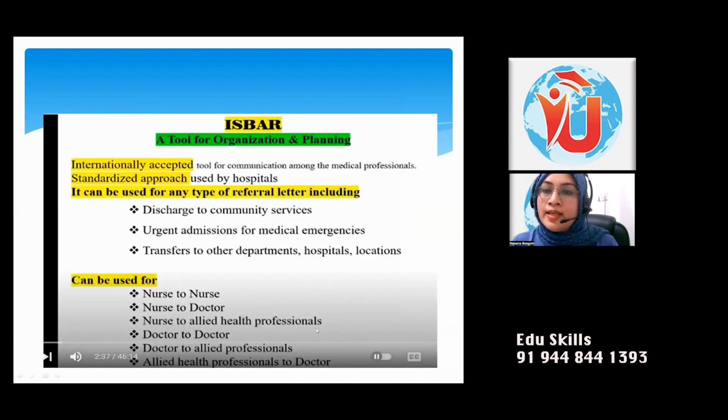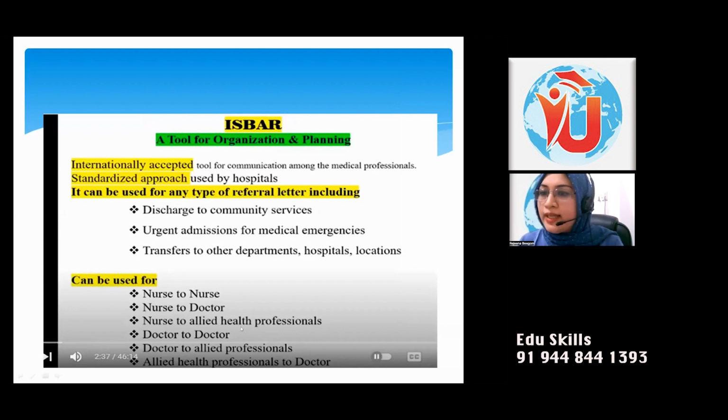Okay, friends. Now, coming to ISBAR, I would like to tell you that it's an internationally accredited tool. The letter we are writing can be nurse to nurse, nurse to doctor, nurse to allied healthcare professional, meaning other healthcare professionals like an X-ray technician, lab technician, or any other technician, or doctor to doctor.